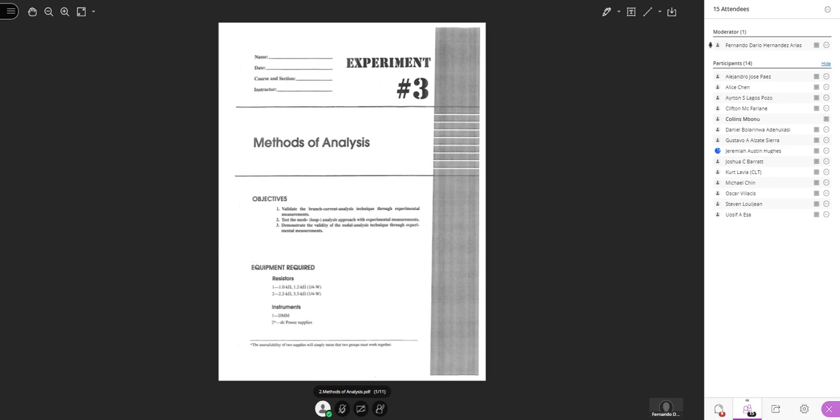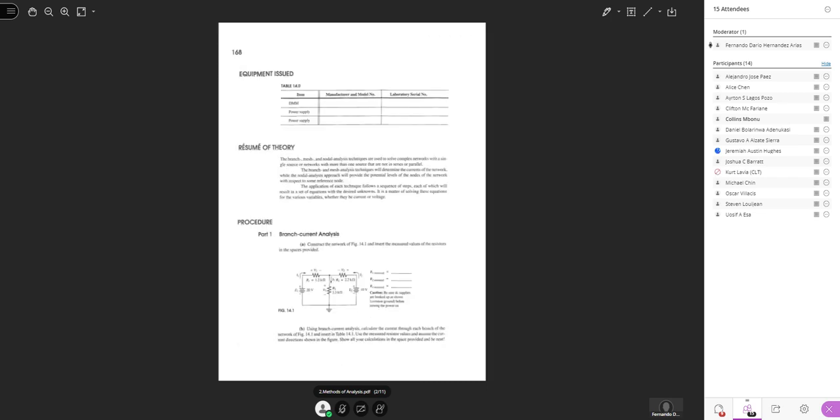The part with nodal analysis, you will not do that one, because we didn't do nodal analysis on the lecture, right? It's not on the syllabus. So you will do part one here, right? This is part one.